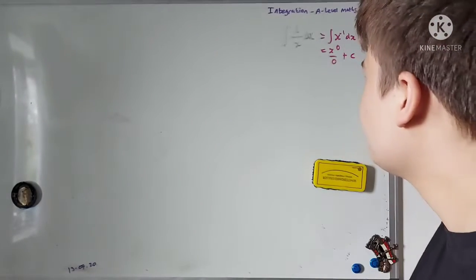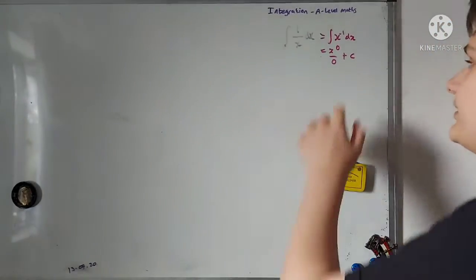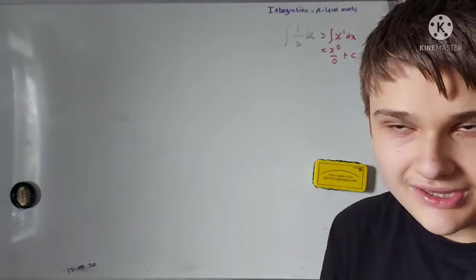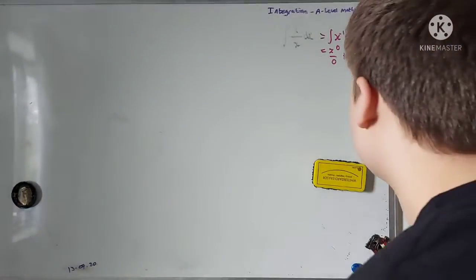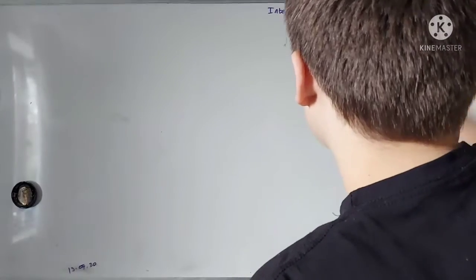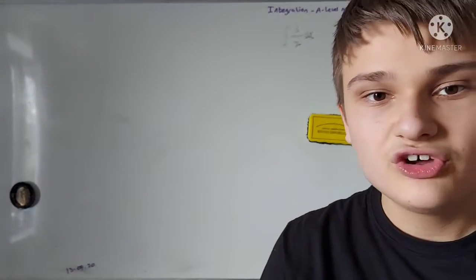Now, what is x to the 0? 1. Divided by 0? We don't like dividing by 0. So clearly, it's not using the rules we know. So that ain't true. However, where it gets sneaky with this kind of question is 1 over x is actually a separate function in itself.